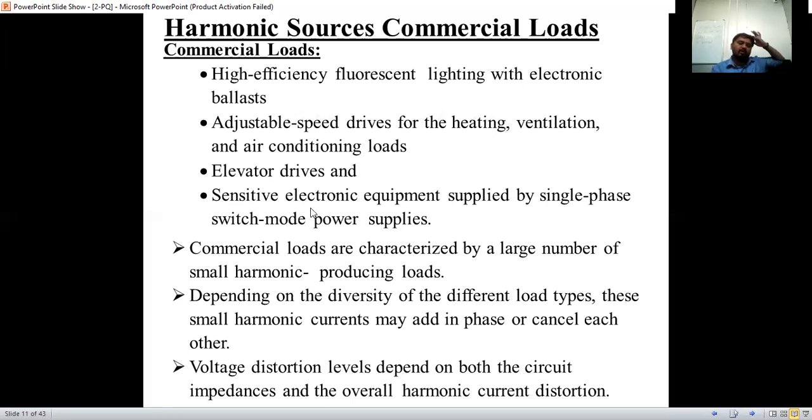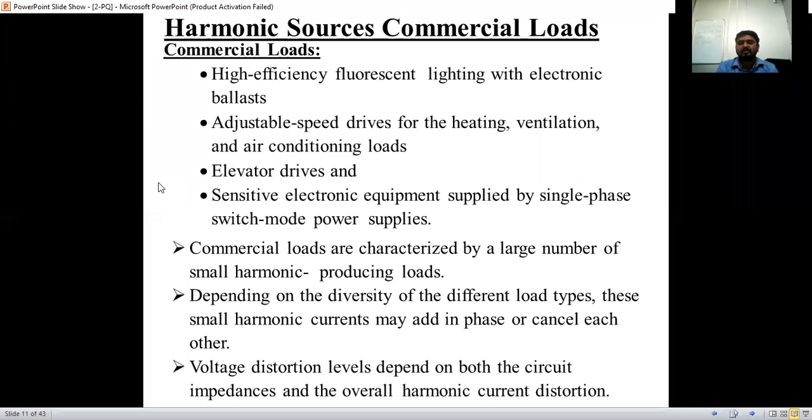So now overall, the commercial loads are characterized by a large number of small harmonic producing loads. So the number of harmonics is very large. Suppose, with the first harmonic, so many loads are there. They are going to produce more than 100 harmonics, n harmonics.